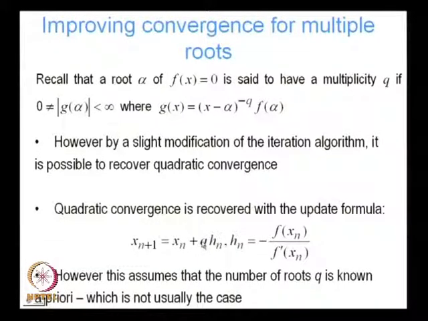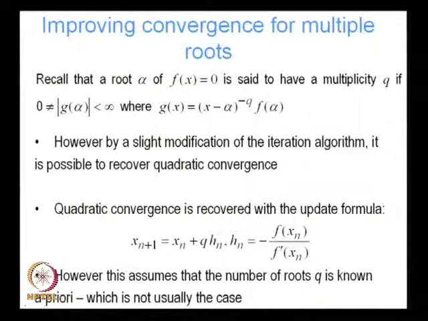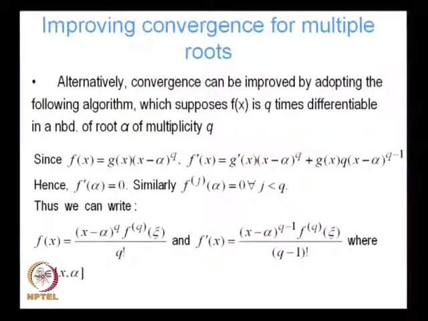That is well and good, but that assumes that I know a priori how many roots there are. It assumes that I know beforehand the value of q. But suppose we do not know that, then what can we do? Alternatively, convergence can be improved by adopting the following algorithm, which supposes that f of x is q times differentiable in a neighborhood of the root alpha of multiplicity q. So, let us suppose that the function is differentiable at least q times, q being the multiplicity.